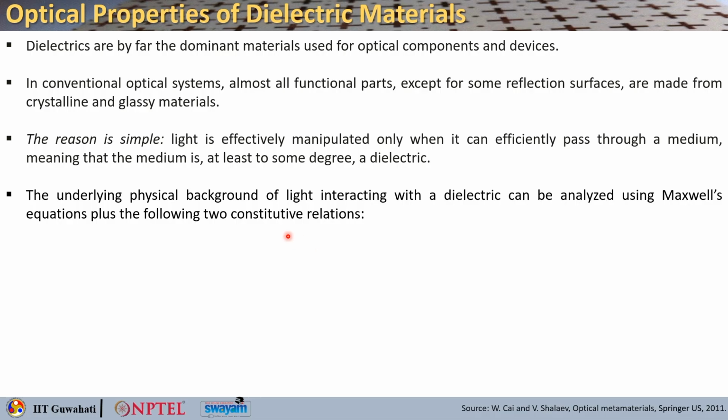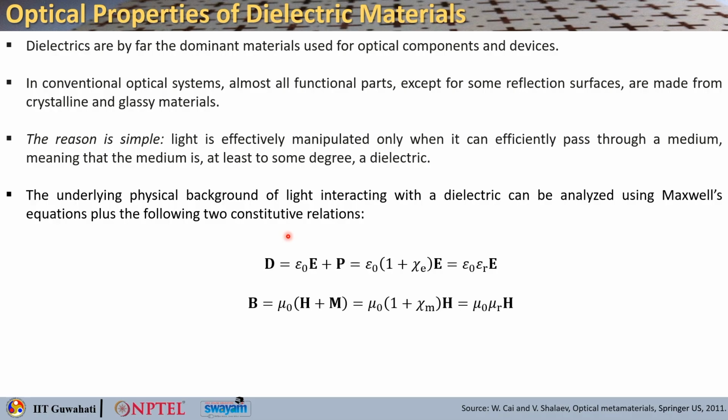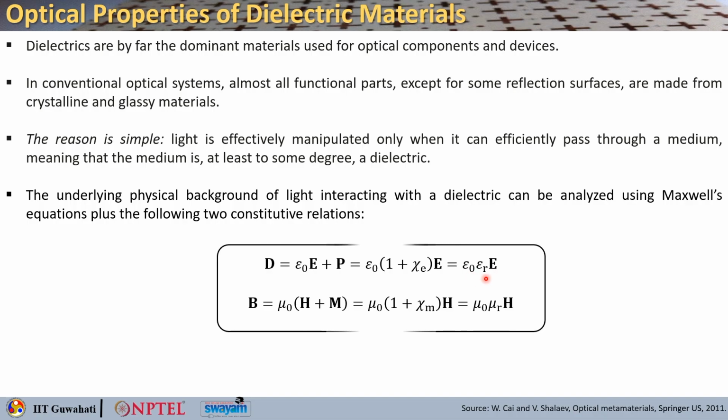The underlying physical background of light interacting with a dielectric can be analyzed by using Maxwell's equations plus the two constitutive relations we have seen. So, you can use these particular equations. Okay, here the first equation tells you the relationship between the electric displacement D, the electric field and the polarization density P. We have already seen how to write that, epsilon naught (1 plus chi e) into E, which is epsilon naught epsilon r into E. Okay. So, here epsilon naught is the vacuum permittivity, and epsilon r is the relative permittivity.